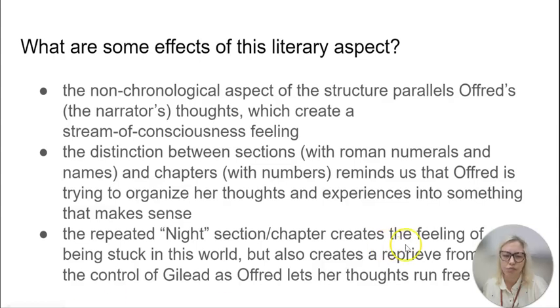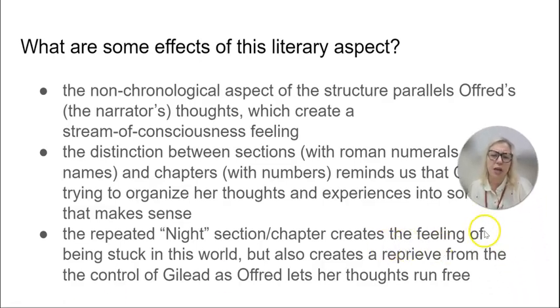The repeated night section or chapter, I think, creates the feeling of being stuck in this world, right? Because she keeps coming back to it, right? She is still once again at night, not having gone anywhere, not having escaped, not having done much of anything except survive. But maybe at the same time, those recurring night chapters function as a reprieve from some of the horrors and monotonies of her daily Gilead life, where she has little to no control over anything.